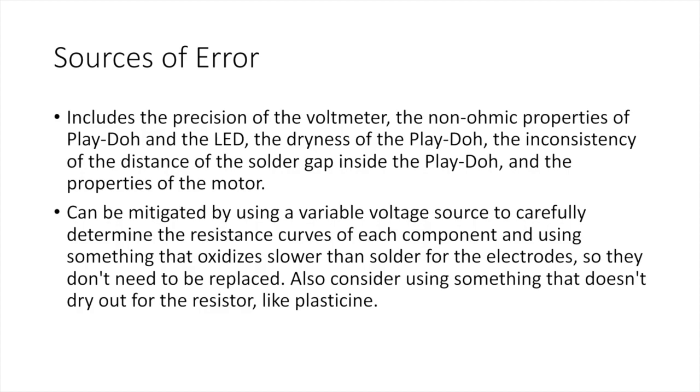Sources of error include the precision of the voltmeter, the non-ohmic properties of Plato and the LED, the dryness of the Plato, the inconsistency of the distance of the solder gap inside the Plato, because we had to continually replace the solder, and the properties of the motor. The non-ohmic factor can be mitigated by using a variable voltage source to carefully determine the resistance curves of each component.